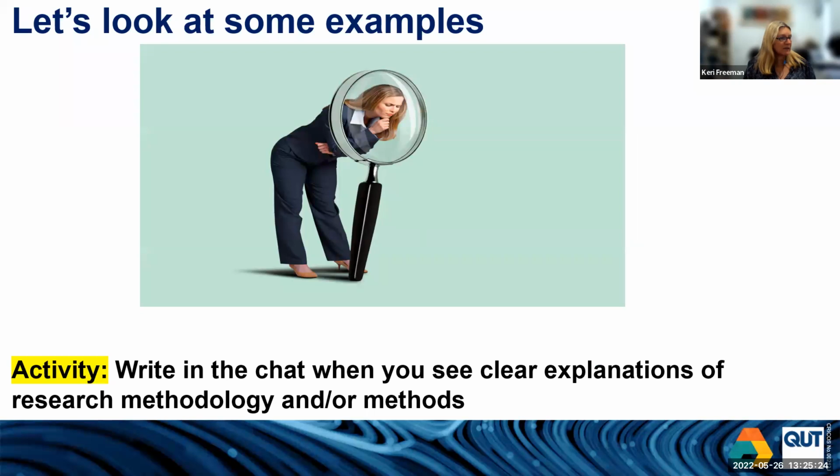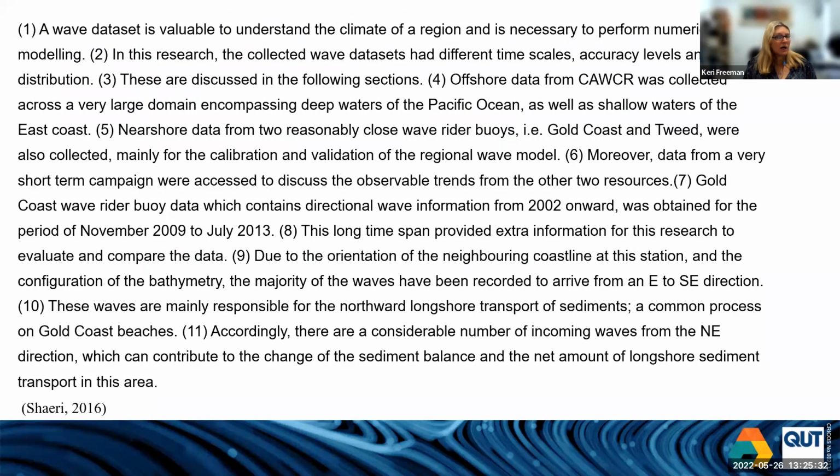Okay, we're going to look at some examples again. I'm going to go through them quick because time is going very quickly. Right, so let's have a look. So we're looking at research methods here. See what you can see. A wave data set, right? So this is already collected data that he's using for his modeling. This is the researcher looking at Currumbin Creek. So he's got different time scales, accuracy levels, and so on.